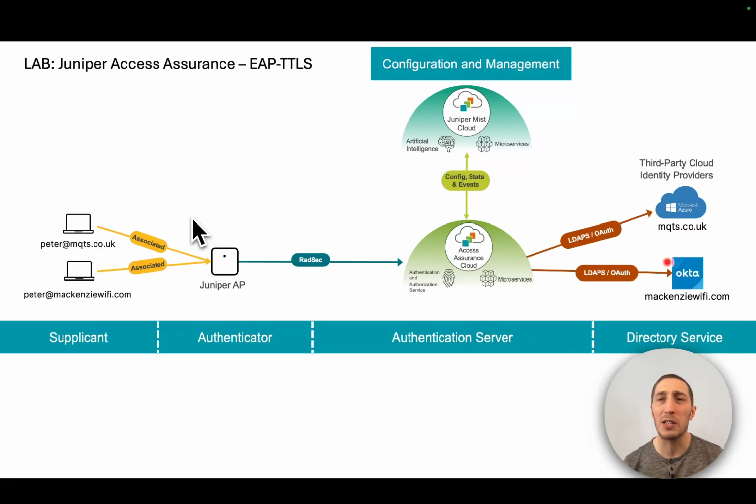And based upon the domain name of the user will depend which identity provider I use. So for the mqts.co.uk domain, we will check the user account and credentials via the Azure identity provider, and for the Mackenzie Wi-Fi domain, we're going to look at Okta. So that's the lab setup we've got. Let's take a look at how this is configured.